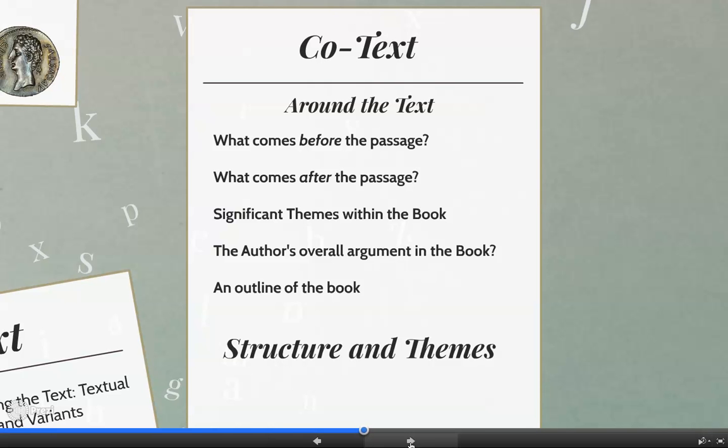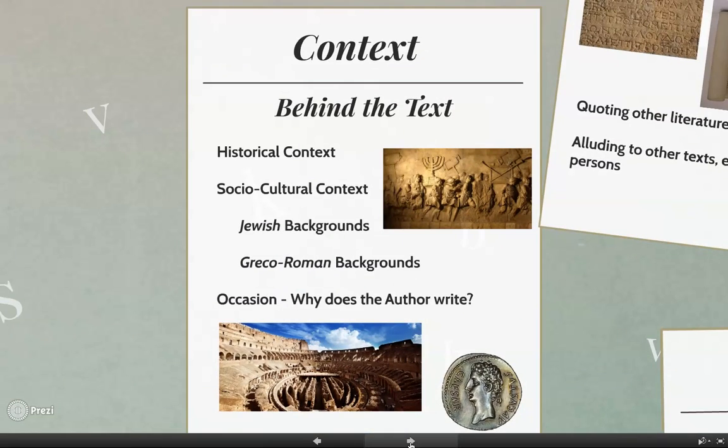Let's move on to another sort of observation that we would make, and those are observations about what we're going to call context. Now, when we talk about context here, we're not just talking about what we would call the co-text. We're talking about what's behind the text. What is the history that's going on when this text is being written? What's the cultural context that's going on behind this text? Is this text dealing more with the Jewish backgrounds? Or is this text dealing more with Greco-Roman backgrounds?